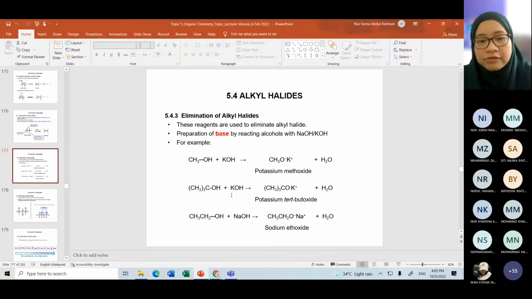Other than that, we can also use tert-butanol as the solvent, with KOH. When these two react, it produces potassium tert-butoxide. We also have sodium ethoxide. Sodium hydroxide can also be used in place of potassium hydroxide.